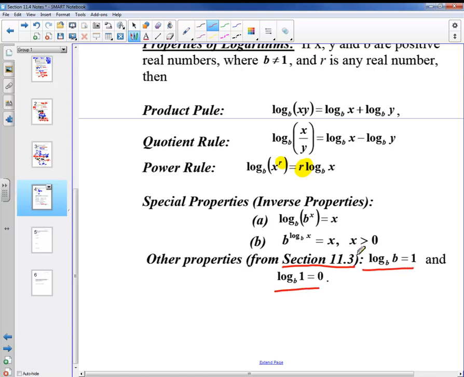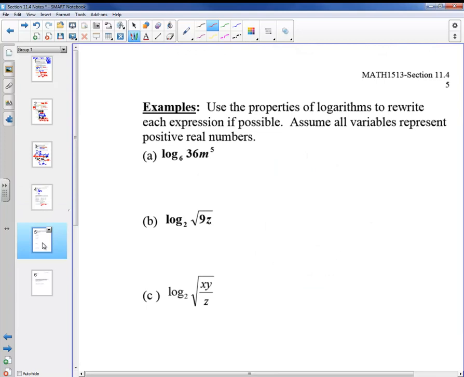Don't forget about those two. Log base b of b, the exponent must be 1. Log base b of 1, the exponent must be 0. Okay, so now we're going to look at some examples that use all of these properties together, maybe not all of them together, but more than one at a time.